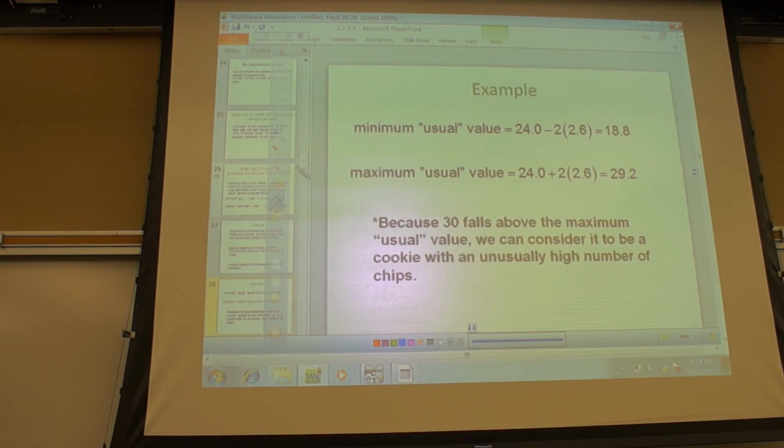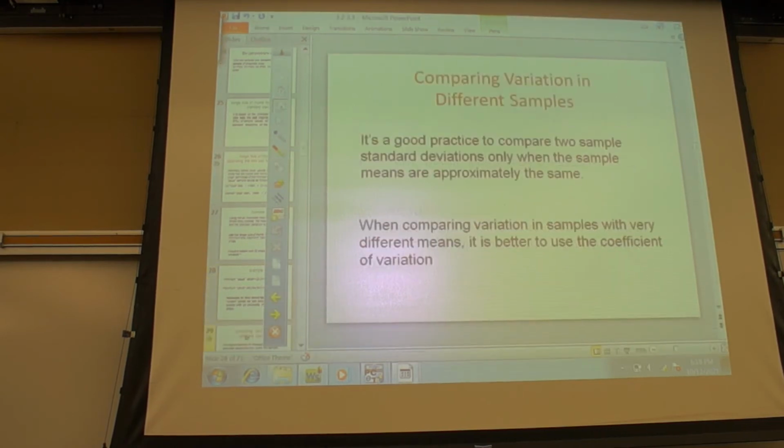And again, remember, 30 fell above the maximum, so it's unusual, right? Because it's not within 2 standard deviations of the mean. Okay.